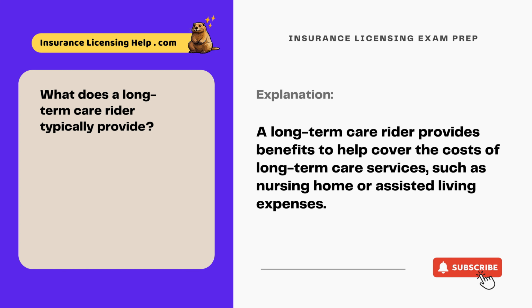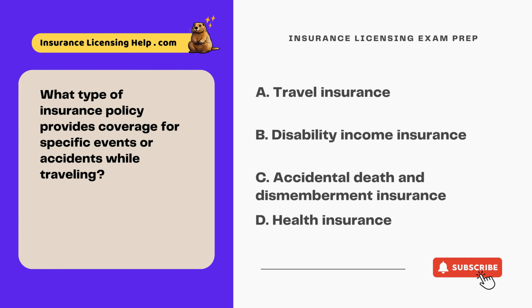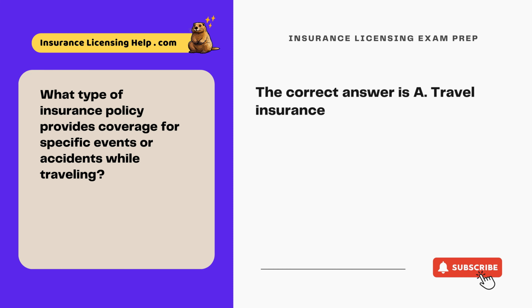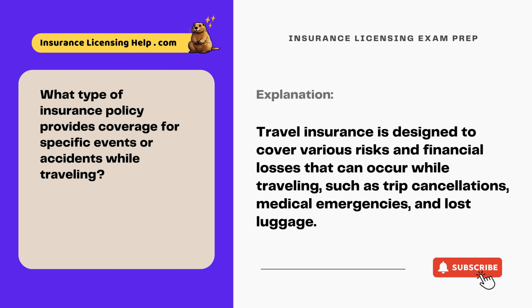assisted living expenses. What type of insurance policy provides coverage for specific events or accidents while traveling? A. Travel insurance. B. Disability income insurance. C. Accidental death and dismemberment insurance. D. Health insurance. The correct answer is A. Travel insurance. Travel insurance is designed to cover various risks and financial losses that can occur while traveling, such as trip cancellations, medical emergencies, and lost luggage.